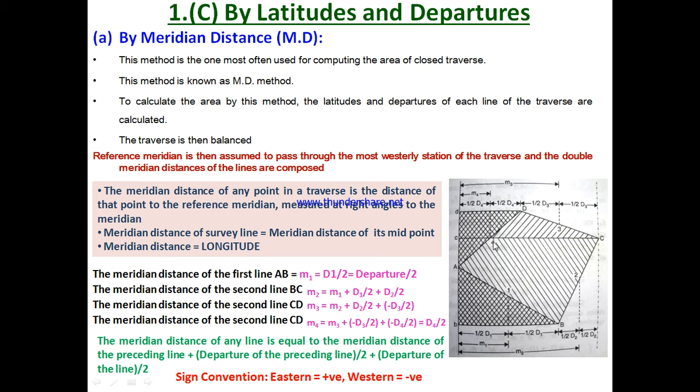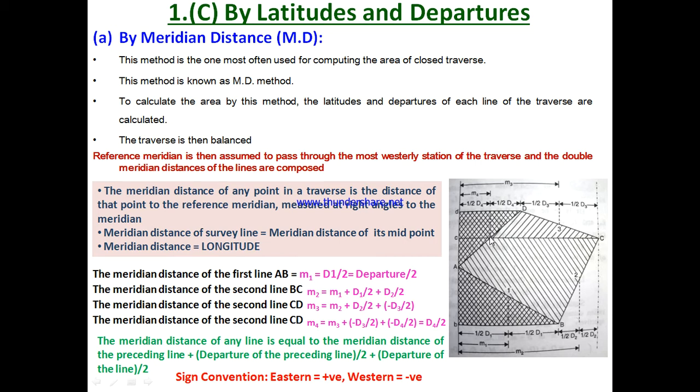Now for point m4. Now m4 will be equal to what? The m4 point or meridian will be equal to, if I cover this traverse by traveling from A to B, B to C, C to D, then from D to this point.